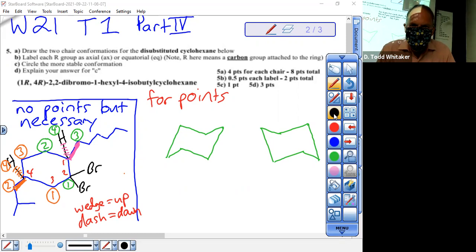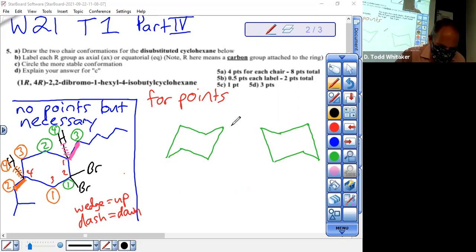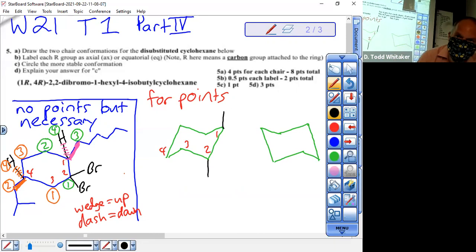Always put axials on first because they follow the carbon angles. Carbon angle up on carbon 1. Axial, straight up. Carbon angle on 2, down. Axial, straight down. Carbon angle on 4, also down. Axial, straight down. We're doing axials first.